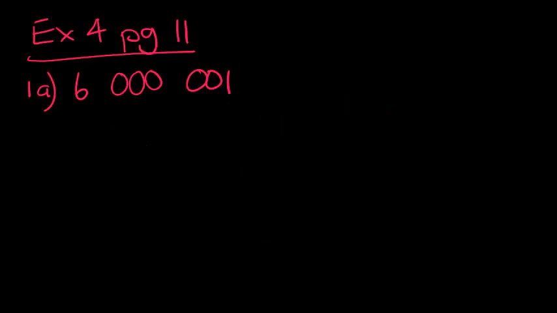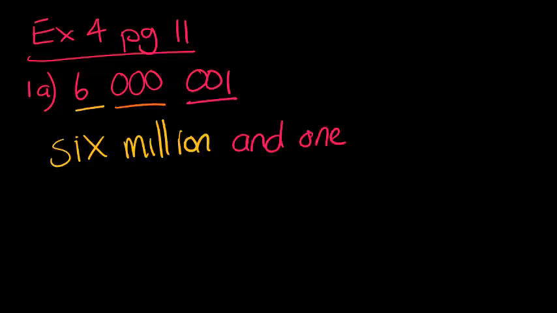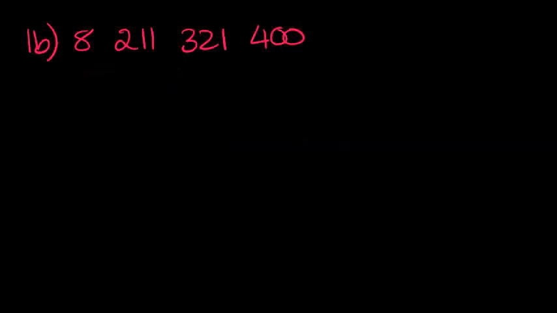Exercise 4. So again, in keeping with what we are doing, we're going from numbers to words, words to numbers. Exercise 4 is giving us words, so we're going with numbers. So I'm starting at the back. Ones, thousands, millions. Therefore, I've got 6,000,001.